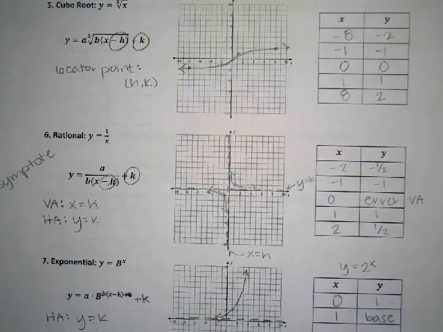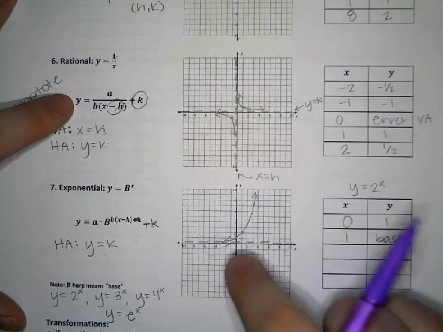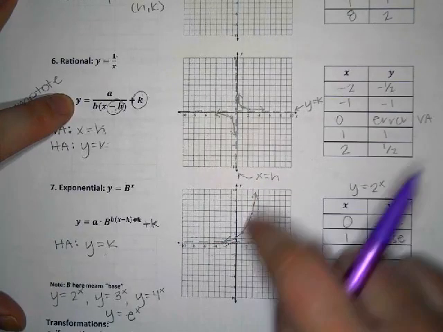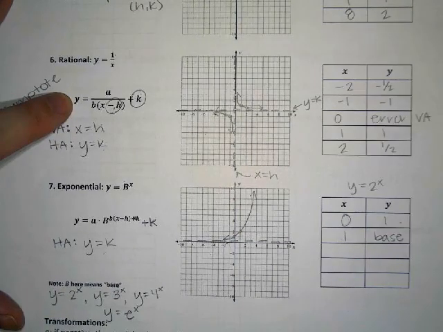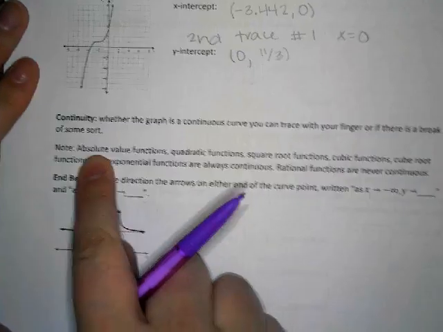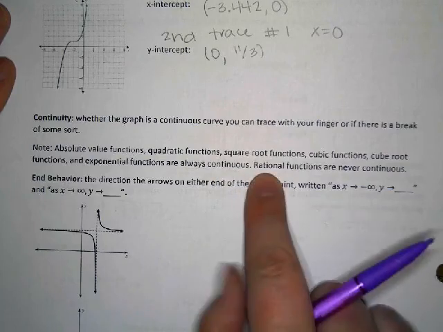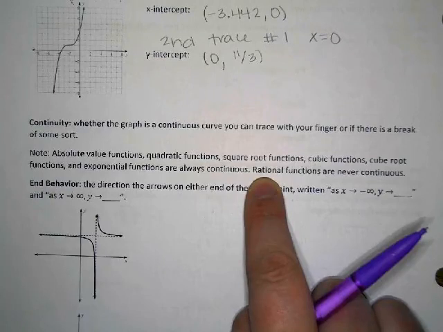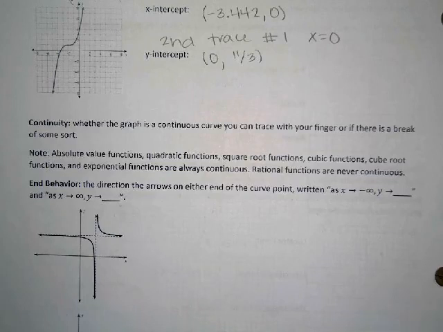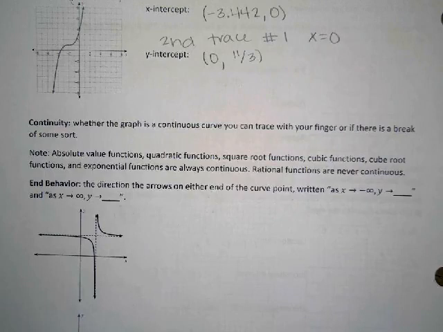Then the exponential graph, this graph is continuous, because I can trace it with my finger and get the whole thing. So I put that in the notes, that they're all continuous except for rational functions. And they are all always continuous except for rational functions, which are never continuous. Okay? Does it make sense for what continuous means as far as like being able to trace it with your finger? So just being able to trace the whole graph at one time without picking up your finger, that's all that it means.